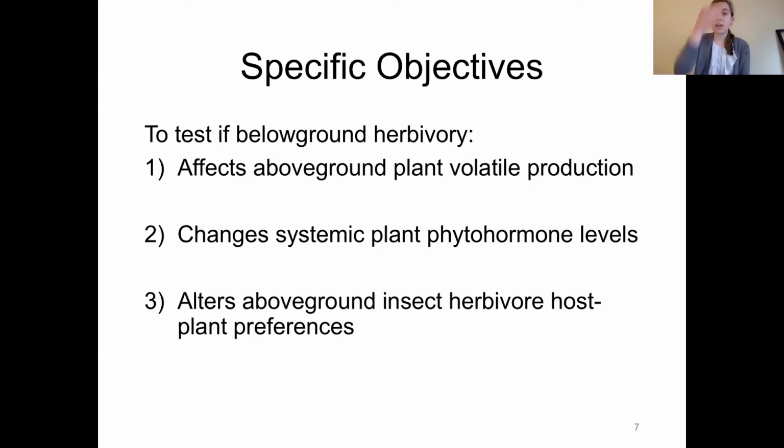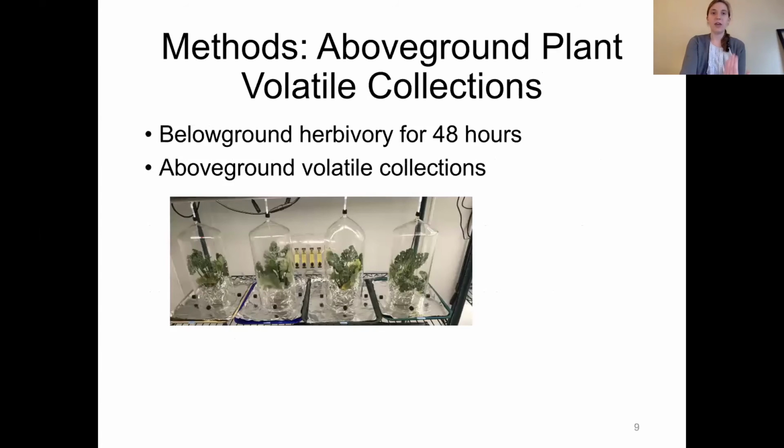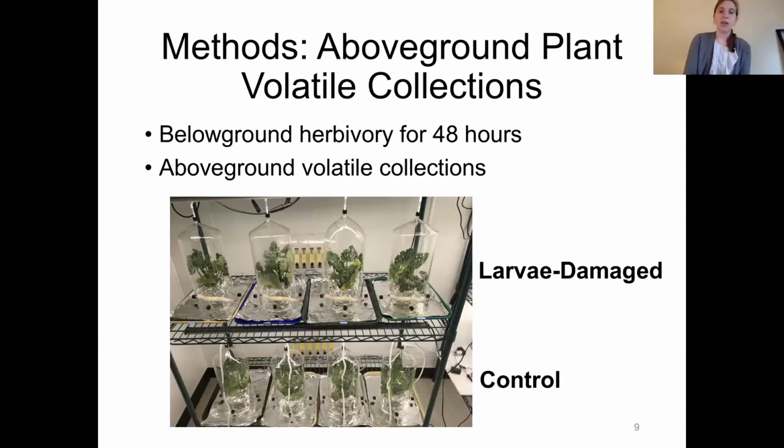And then finally, thinking about if we can see changes in above ground insect herbivore behavior as a result of below ground herbivory. To think about that first objective, what we did was we set up above ground plant volatile collections. Here we had two groups of plants. The first group of plants were larvae damaged. We allowed the larvae to feed on the plants for 48 hours prior to above ground volatile collections. And then we compared these collections to a group of control plants.